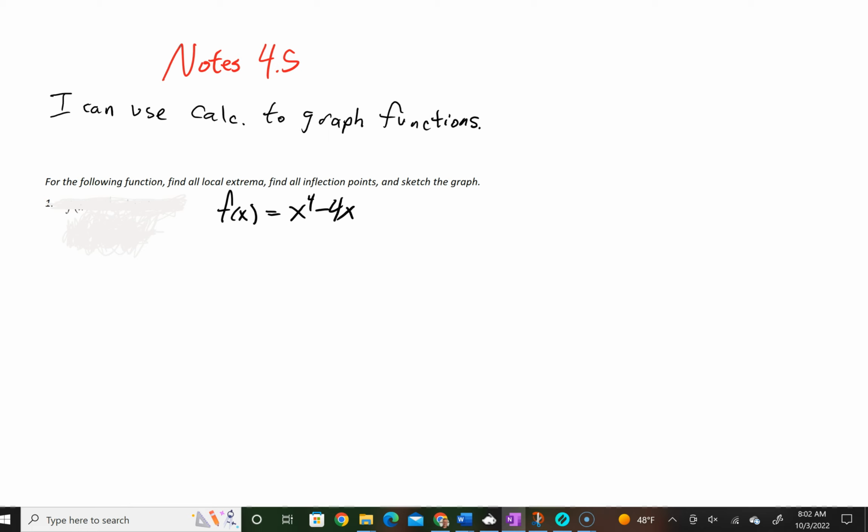Take a look at this function here, f of x equals x to the fourth minus 4x. In our learning target, I can use calculus to graph functions. Let's find all the local extrema. We could definitely take our first derivative and get our critical numbers, solve for them.